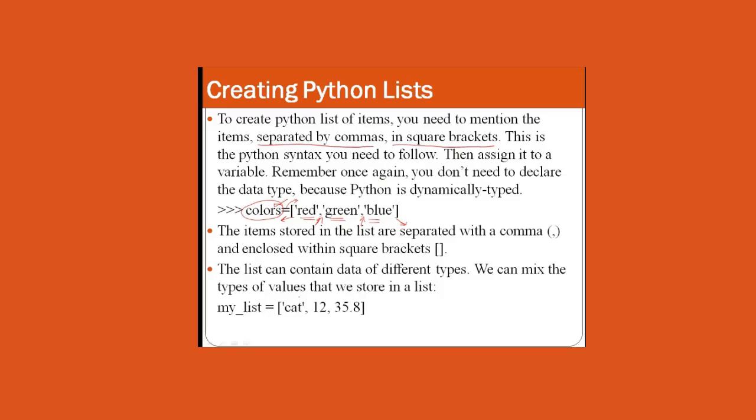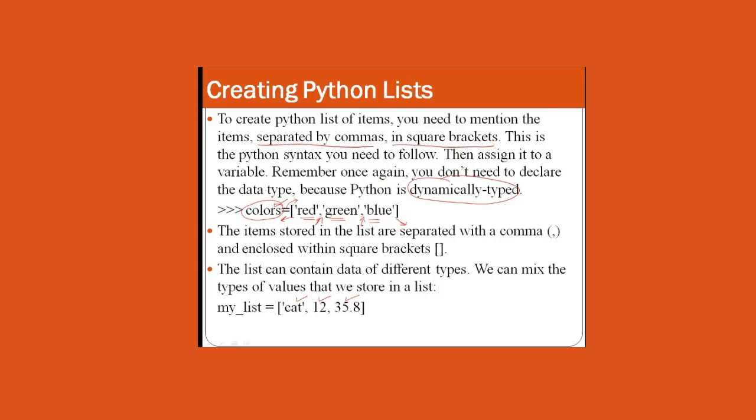And if you have heterogeneous elements, this is your string, this is your number, this is your floating point number. So basically, this is the syntax of Python you need to follow for creating a list, and then you assign it to a variable. Remember once again, you don't need to declare the data type over here. You have not written list against the colors variable, because Python is dynamically typed. So it will pick its type by itself.